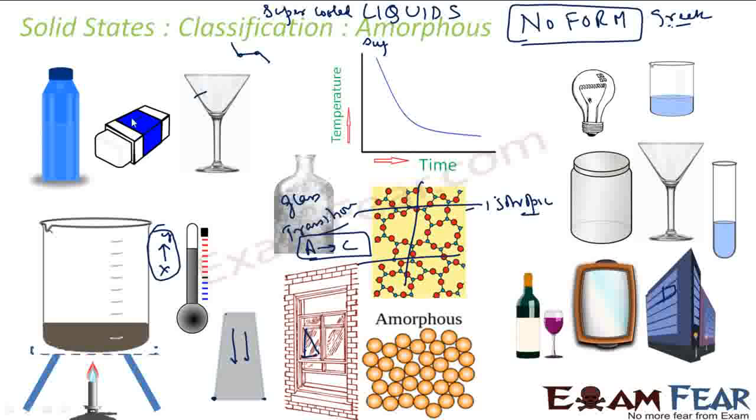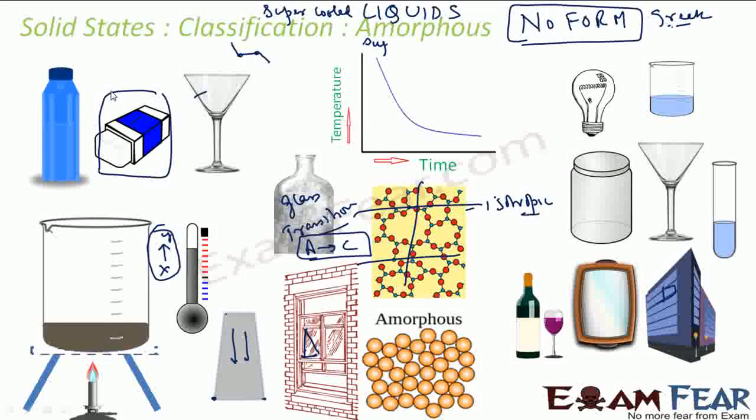One thing I want to clarify is that just by looking at the solid, for example, given this particular object, just by looking at this, you can't distinguish between crystalline and amorphous. Please note, just by the external appearance, it's very, very hard to distinguish between crystalline and amorphous.